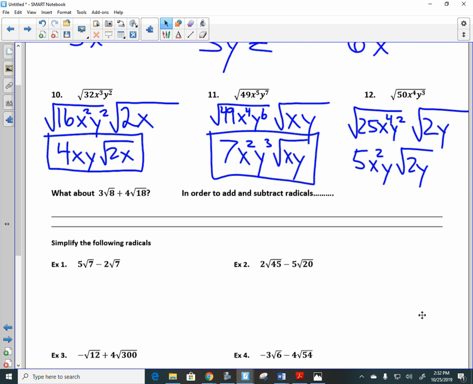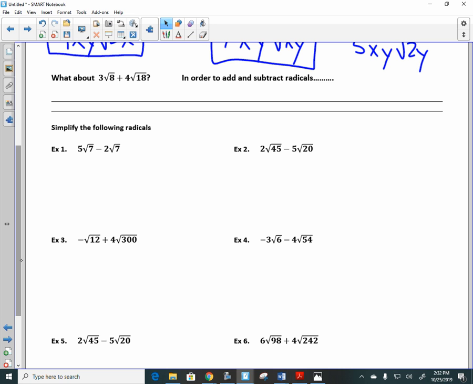All right. So, what about 3 square roots of 8 plus 4 square roots of 18? The question is, can we add or subtract those? And the answer is no. In order to add or subtract radicals, the radicand, that's what we call the number inside the radical, must be the same.